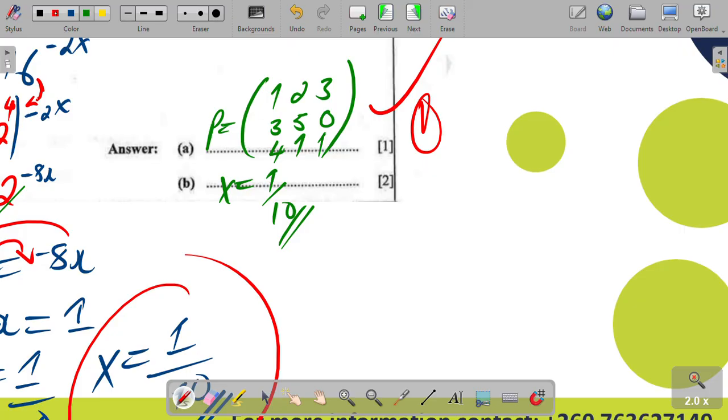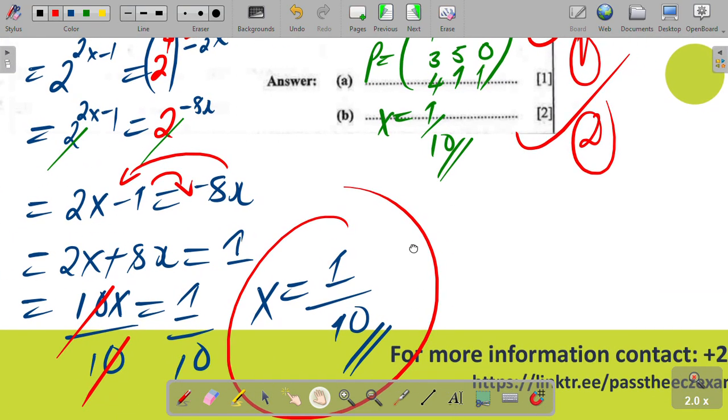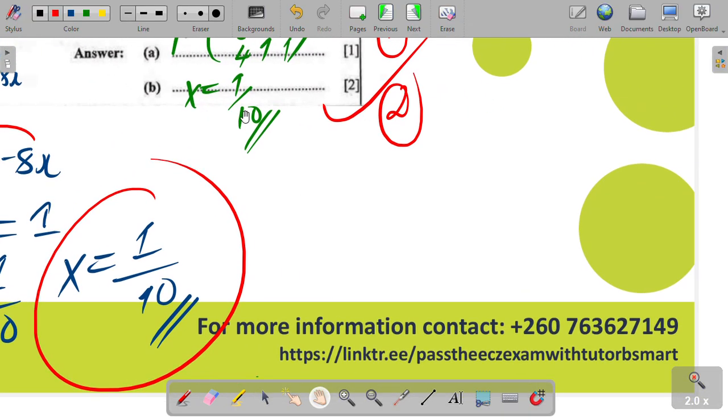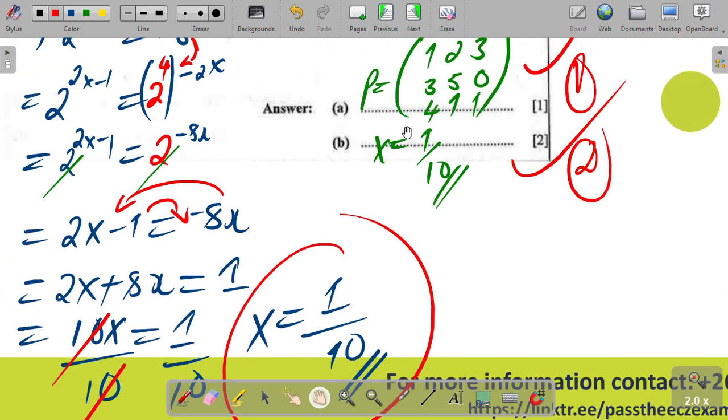And you have your 2 marks there. So 1 mark for your workings, 1 mark for your answer. This is how you solve these questions.